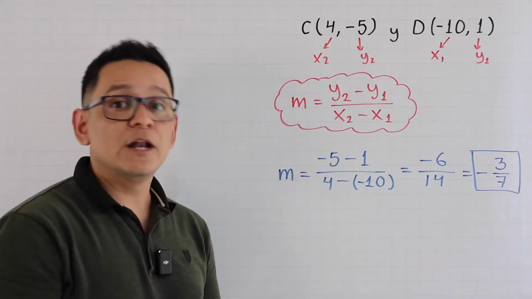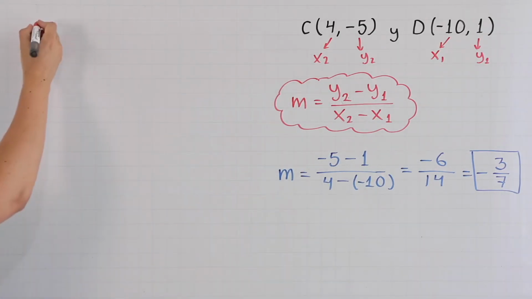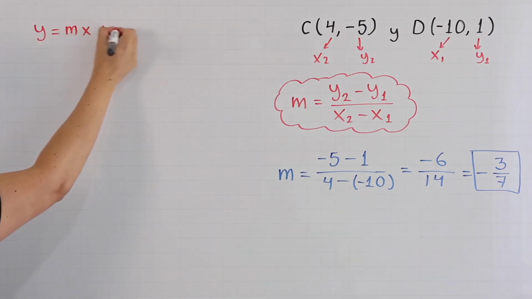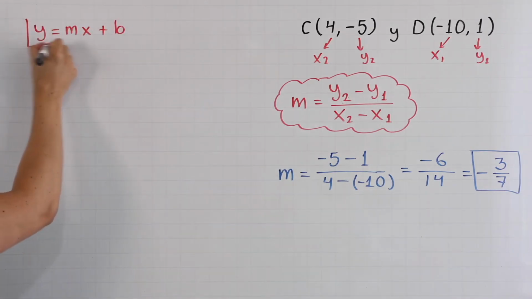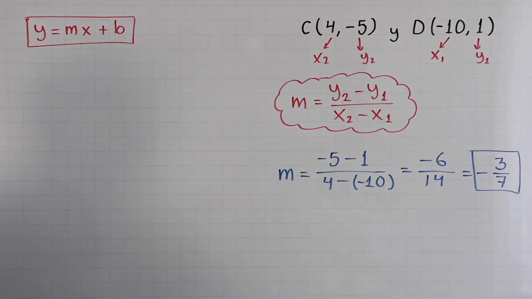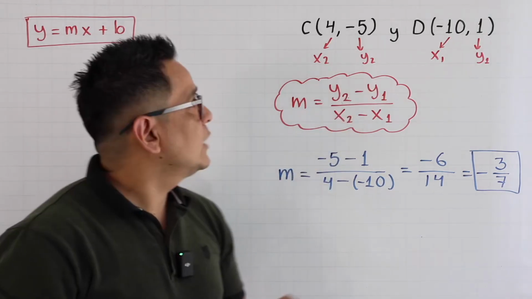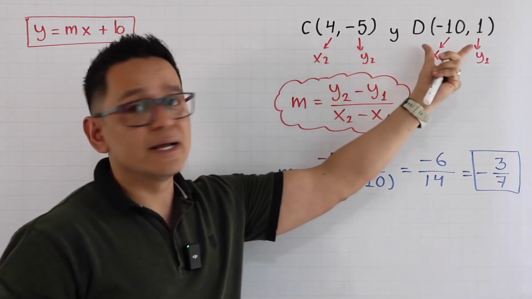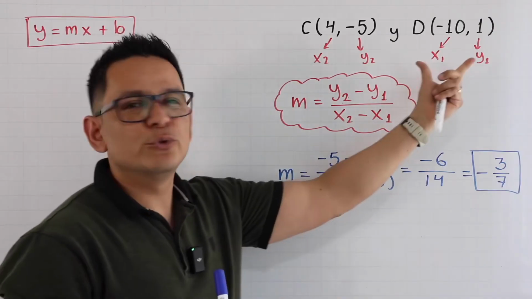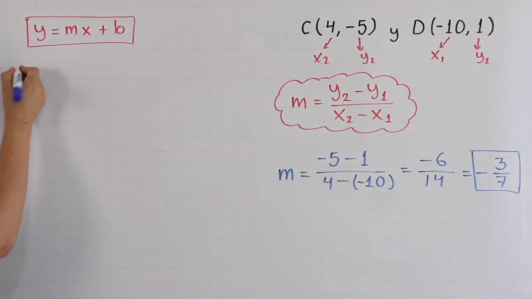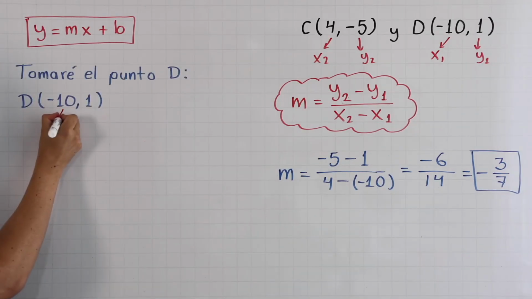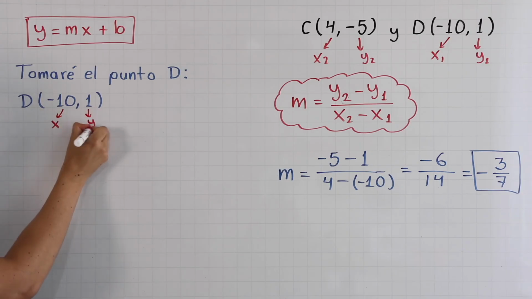With that value, now we can continue. Remember that the equation of a line in its slope-intercept form is y equals mx plus b. This is the formula, or, well, the equation that we're going to use. And here we're going to take a point. For example, I can take this one, or I can take this other one. It doesn't matter which one I take. In this case, I'm going to take the point from here. I'll say then that this is the value of x, and this is the value of y.